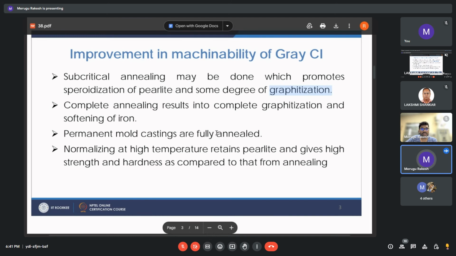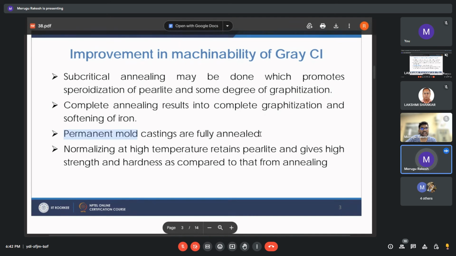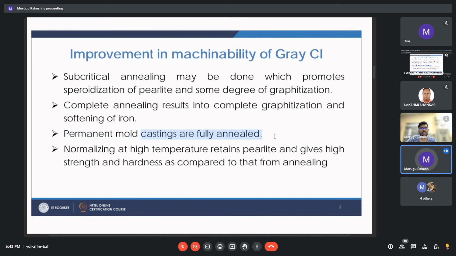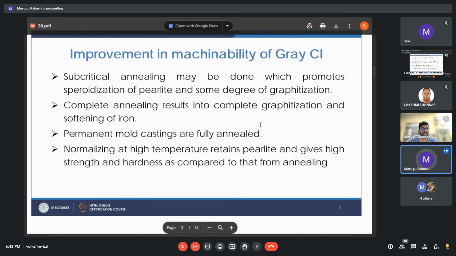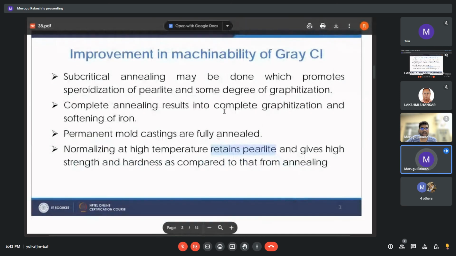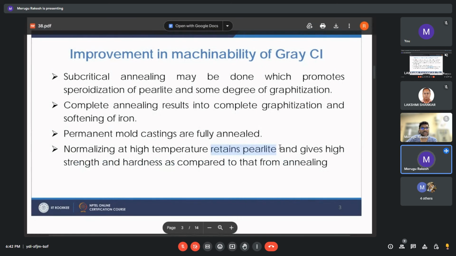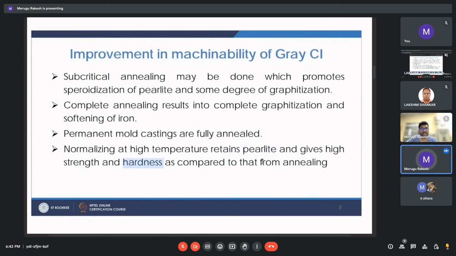Then permanent mold castings are fully annealed. Permanent mold castings, such as die castings, are fully annealed because they are subjected to very high cooling rates. That is the main reason we anneal these. Normalizing at high temperature retains pearlite and gives high strength and hardness as compared to annealing. I showed that in the CCT curves: the first range is itself the pearlite that forms at high temperatures, which has very good properties in terms of hardness and strength as well.